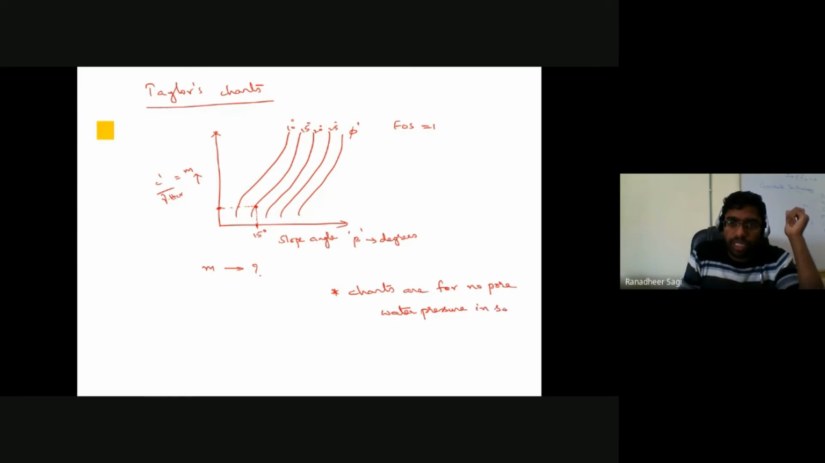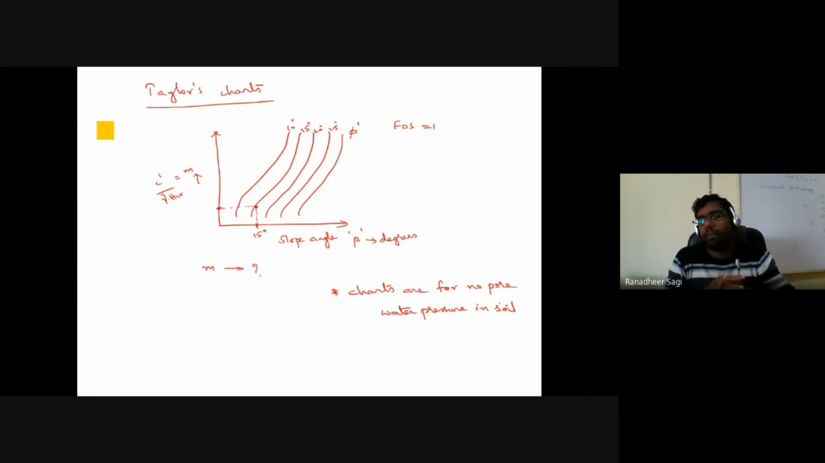In case there is no pore water pressure existing in that soil, then only can these standard charts, which are given by Taylor, be made use of. If pore water pressure is existing, the standard charts given by Taylor are not going to be very effective in understanding the stability of your slopes. So do we have only the Taylor charts for analyzing the given slopes?